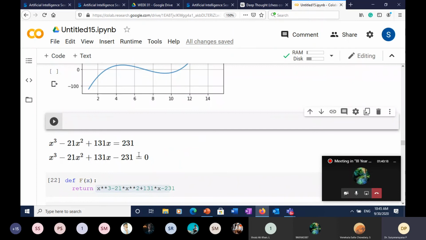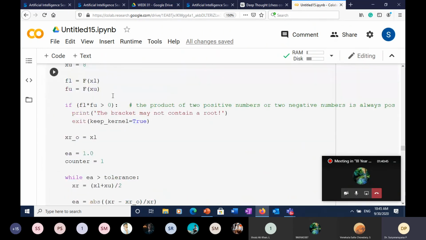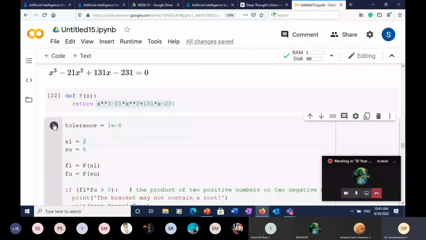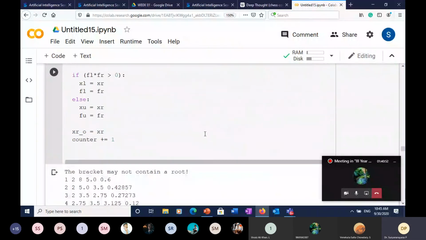What I was expecting you would say is that it is not even a valid initial bracket, because at 2 the function value is negative, and at 7 again the function value is negative. This is the problem with bracketing methods. Because the function value is negative here and negative there, this will not even accept that as a valid bracket. I run this and we put a logic there which will tell us that.